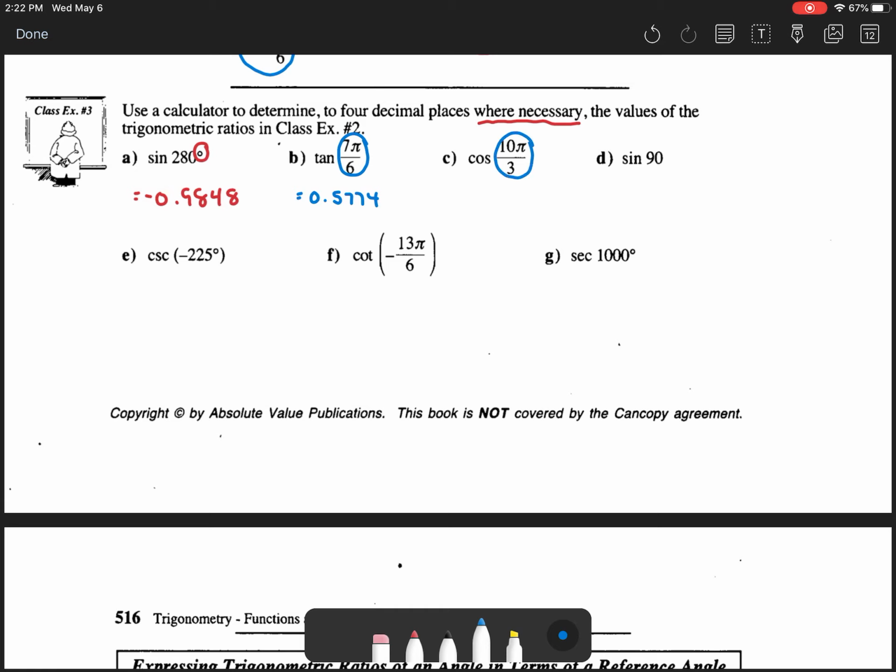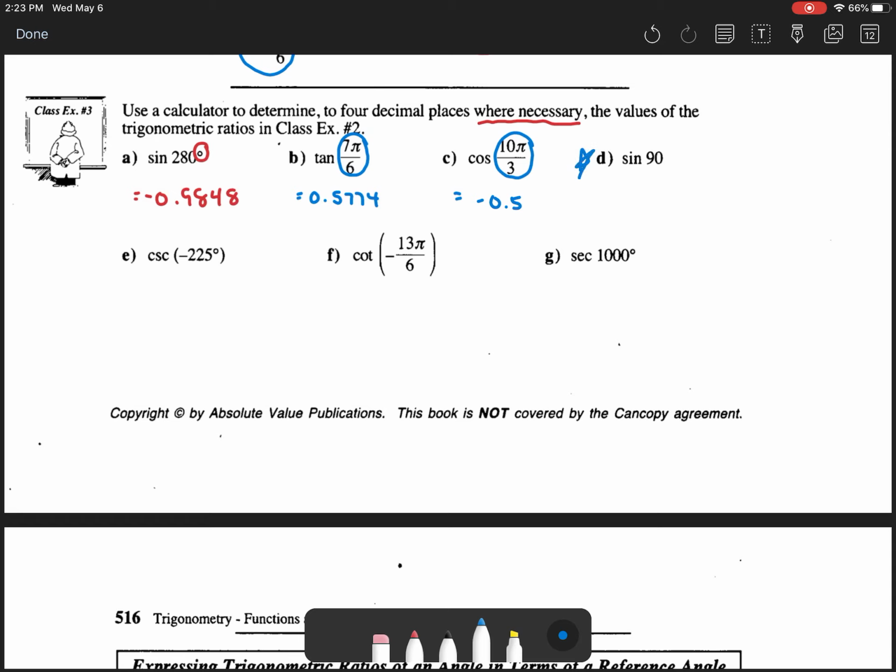Next one, again the angle measure is in radians. So I can stay in radian mode because I'm already in that mode from the previous example. Go 10 pi, divide by 3, and then cosine of that answer, and you get negative 0.5. I do not have to put in 3 more zeros. If the instructions had said to 4 decimal places and that's it, they did not say where necessary, then I'd have to put in the 3 zeros. But they had said where necessary, so I don't have to continue on.